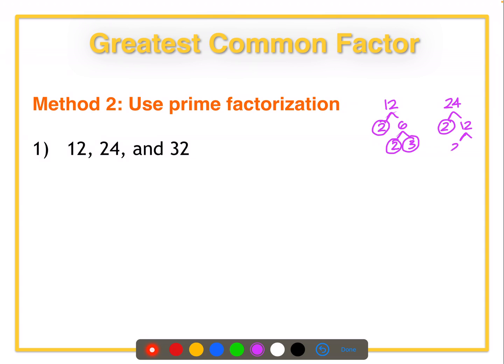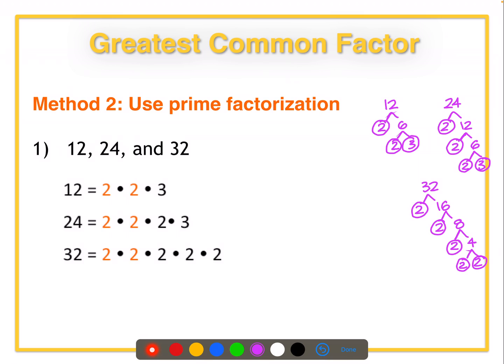And then for 24, it's 2 times 12, I circle the 2. 12 is 2 times 6, I circle the 2. And 6 is 2 times 3, so I circle 2 and 3. And now for 32, prime factorization is 2 times 16, circle 2. 16 is 2 times 8, circle 2. 8 is 2 times 4, circle 2, and 4 is 2 times 2, and I circle both.